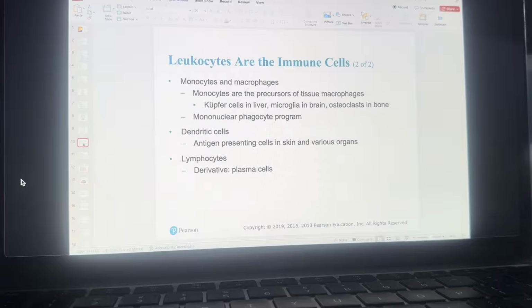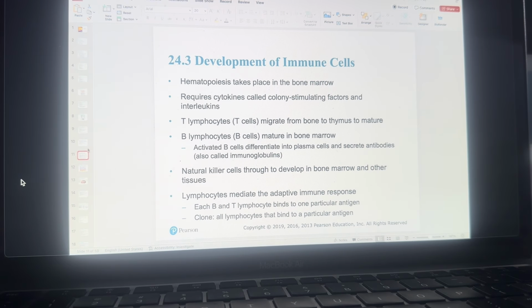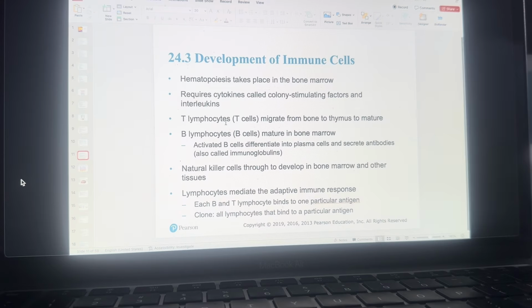Lymphocytes, right? These are going to be the T and B cells. These cells come from a different line of cells, and they only act in the adaptive immune system, okay? Now they're developed in your primary lymphoid tissue.